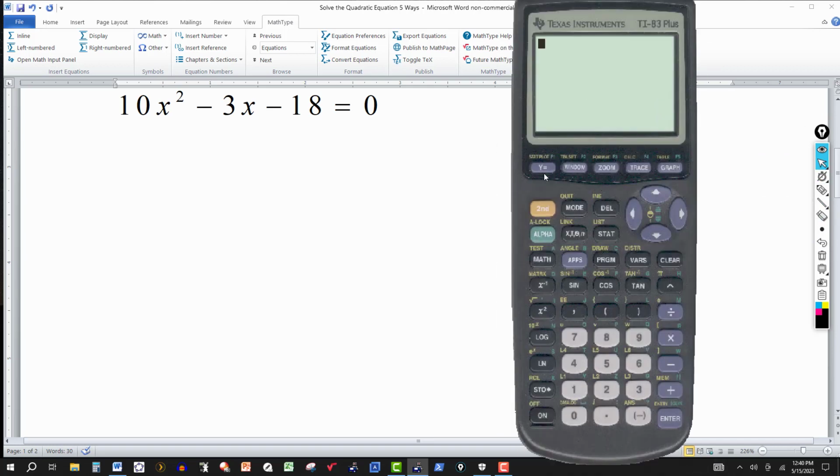So in this case, I go to the graph, and I already have it entered here: 10x squared minus 3x minus 18. It's entered there. So I go to zoom, and I'm going to use the 6, ZStandard, method to graph it. You can experiment with that. And so you can see there's the graph.